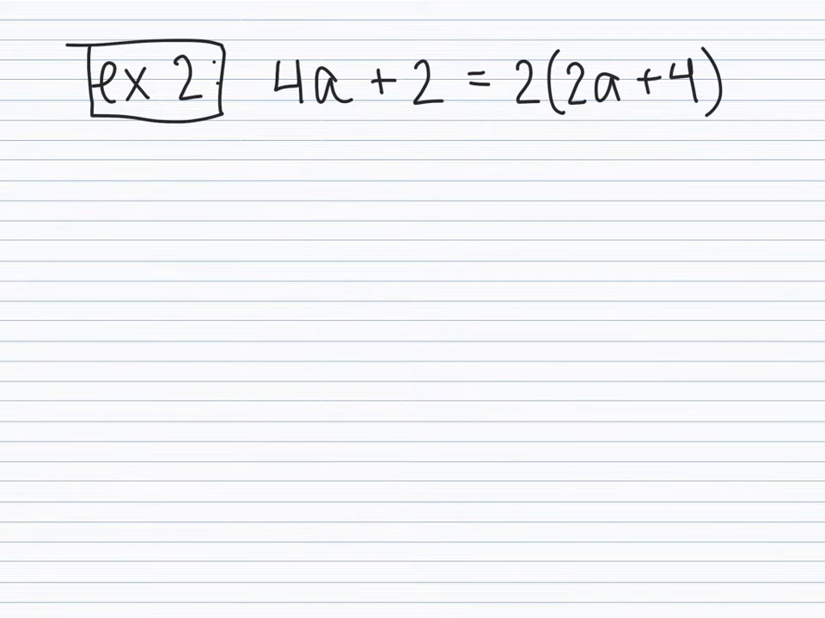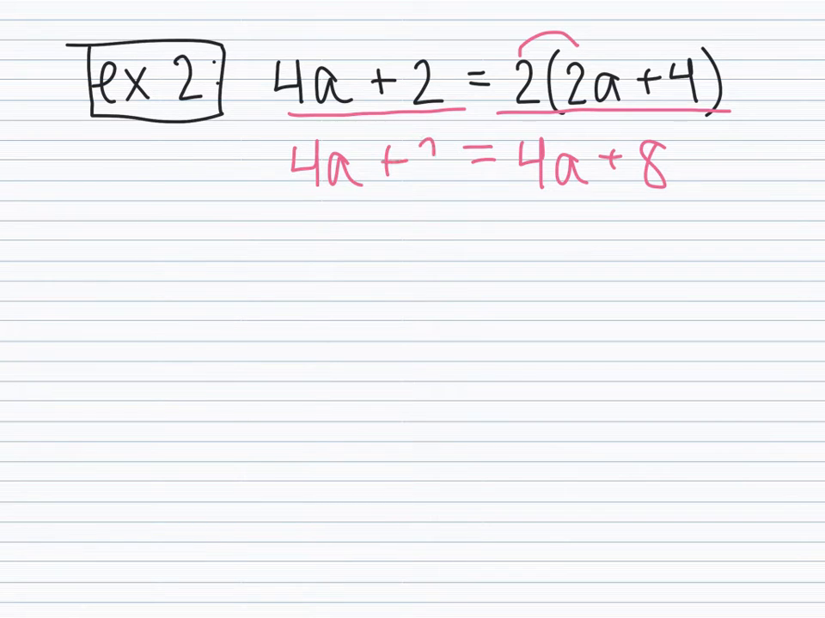All right, so now we're going to look at example number 2. We have 4a plus 2 equals 2 times (2a plus 4). So again, we need to simplify our expression on the right side. So we're going to distribute our 2. We're going to have 2 times 2a, which is 4a, plus 2 times 4, which is 8. And we're going to keep everything on the left side for right now, and we have 4a plus 2.